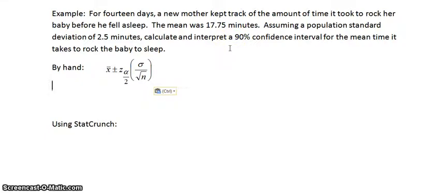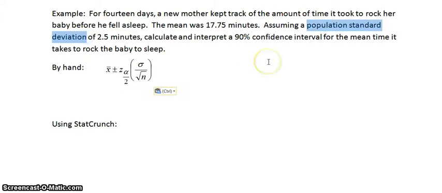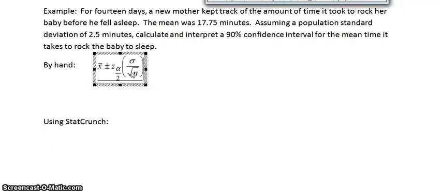Let's notice right off that the reason this is a z-interval and not a t is that we are given the population standard deviation, which is sigma. So we're given that value. That's why it's z instead of t. So let's start by doing this problem by hand.